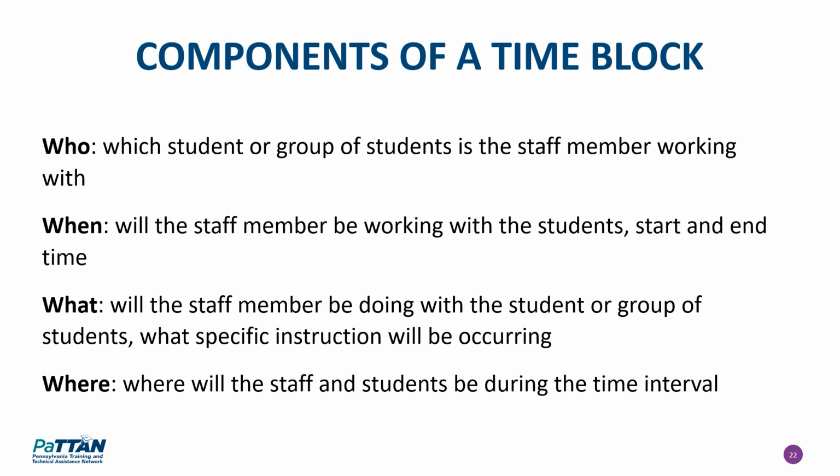What will the staff member be doing with a student or group of students? What specific instruction will be occurring? Where will the staff and students be during the time interval on the sample grid? On our sample schedule on the previous slide, a number is listed at the end of the block with this information. These numbers correspond to a labeling system of areas within the classroom.